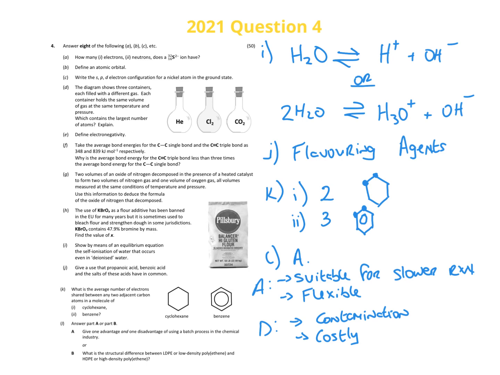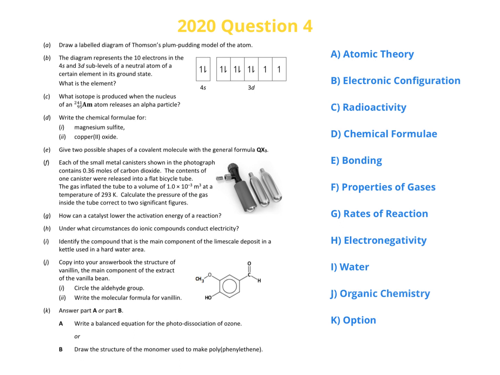So let's move on now and do another one, the 2020 question 4. So you can see here I've done the exact same as we've done for 2021. I've taken the question and beside it I've put down the topics that each of the parts belong to. And as you can see, there's some familiar topics that we've already looked at. Atomic theory for part A, electronic configuration for part B. Radioactivity has come up in part C in question 4 in 2020.